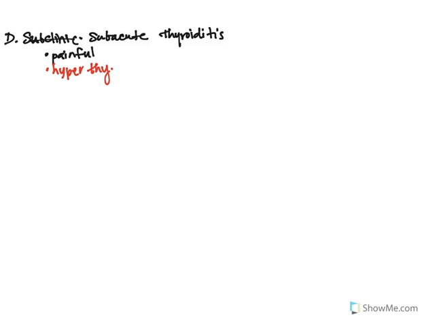And lastly, we're going to talk about subacute thyroiditis. Unlike the other 3 conditions, this usually presents with a painful thyroid. Patients are hyperthyroid. They'll have a low TSH, low radioactive uptake, and it's usually after a viral illness.